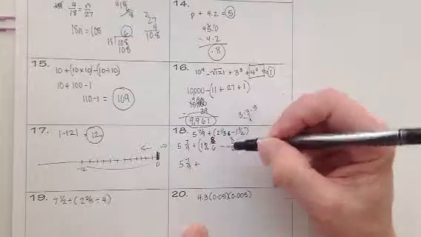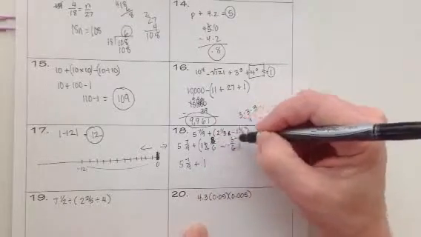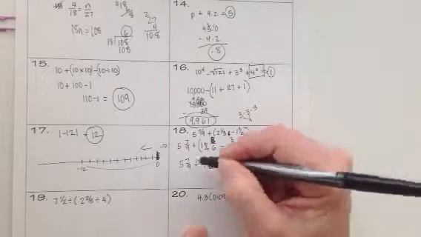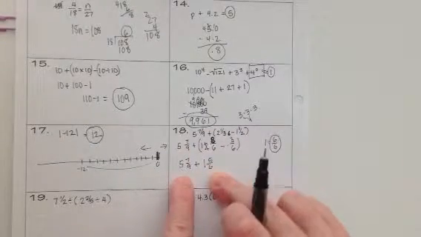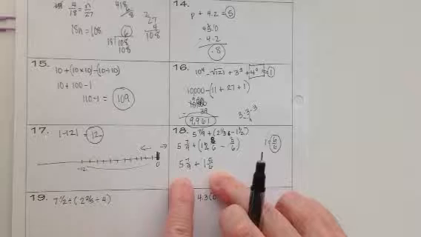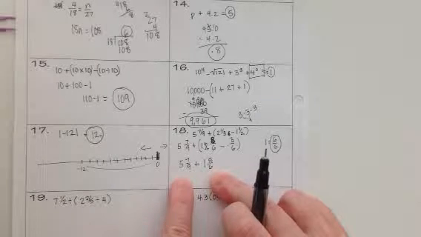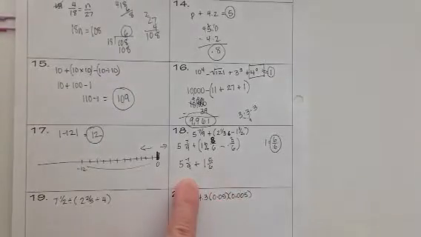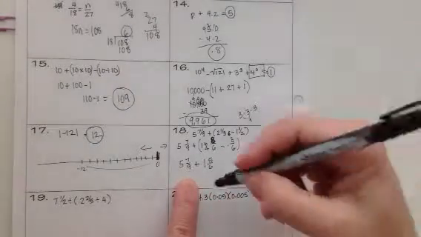1 take away nothing is 1. 8 take away 3 is 5. So I have 5/6. I've got to add these to it. Oh no, I don't have common denominators. I need common denominators. Instead of multiplying 6 and 9, because that's going to be 54, it's a huge number, I'm just going to go through the multiples of each one.